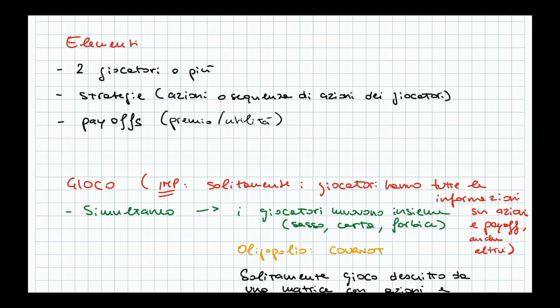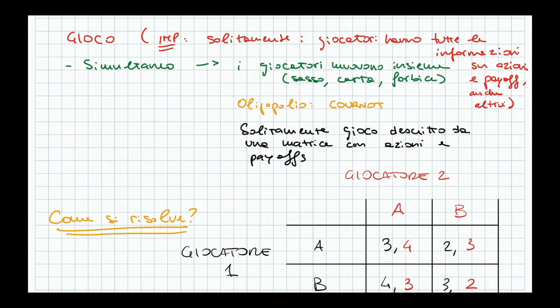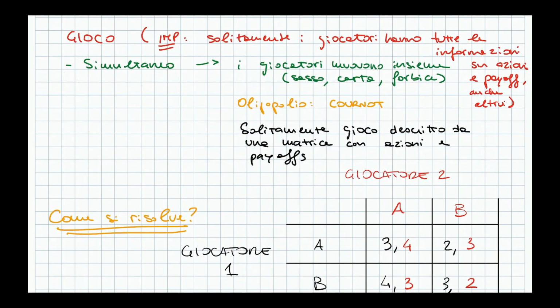So the elements are two or more players, although we will stick with two players, strategies, which are actions or sequences of actions, and payoffs, which are the final results or rewards or utilities that we obtain. Let's go check out the first game. So the first game is a simultaneous game. Like we were saying earlier, the players move together like rock, paper, scissors.